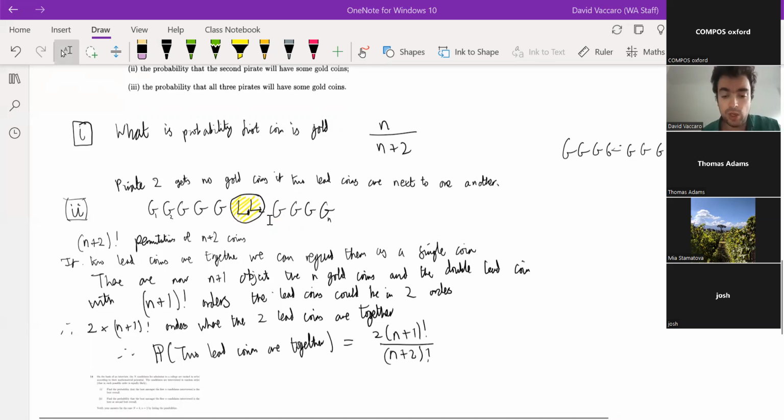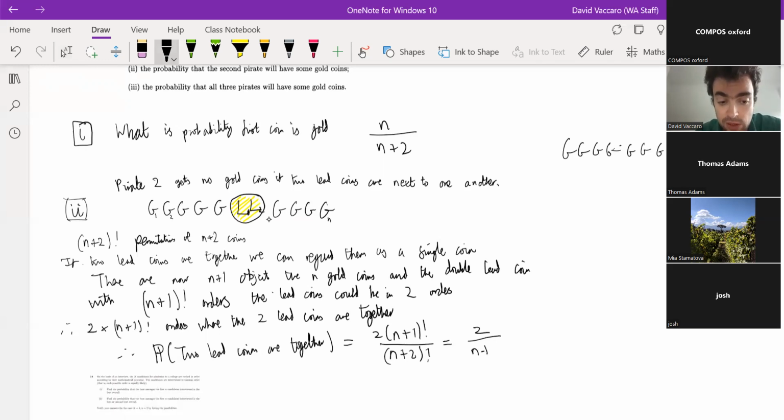Yeah, excellent. 2 over n plus 2. So the n plus 1 factorial cancels with the n plus 1 factorial in the n plus 2 factorial, but the n plus 2 factorial has an extra n plus 2. Okay, so the answer to part 2 is the second pirate gets gold.